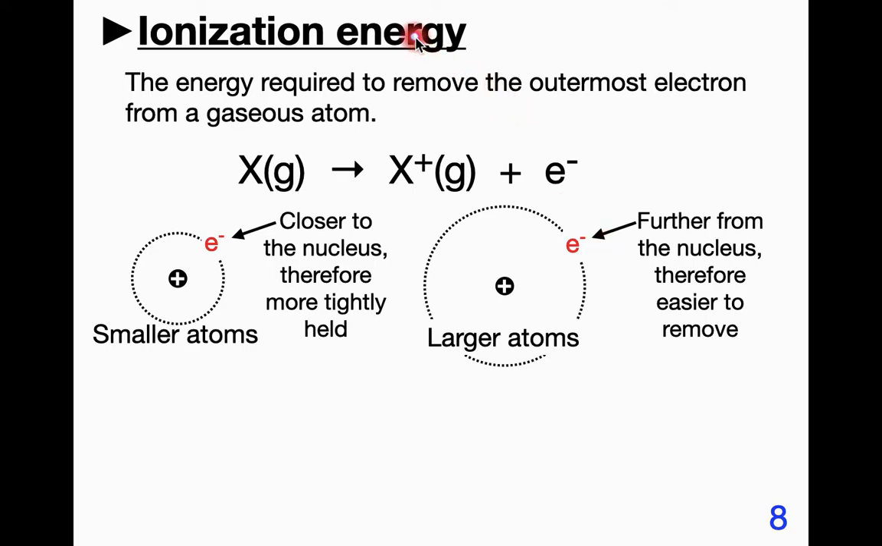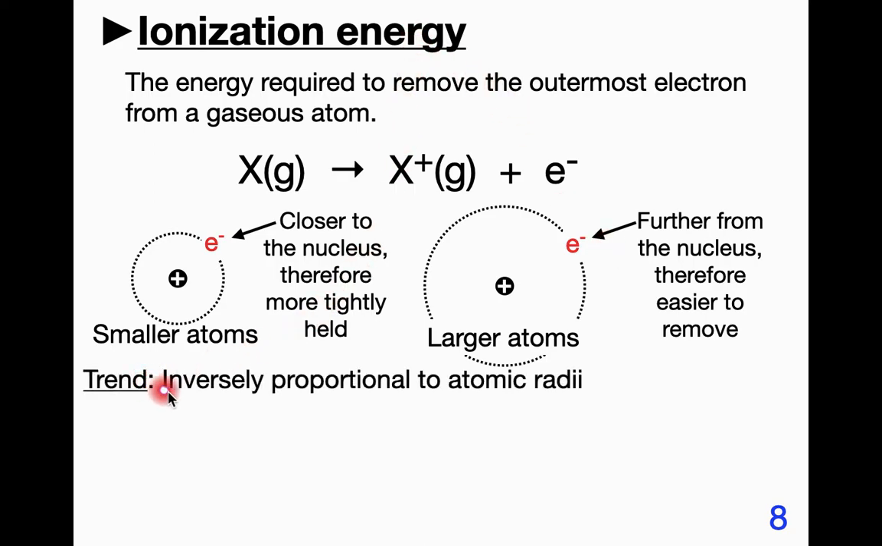So the trend for ionization energy is that it's inversely proportional to the atomic radii, meaning the larger the atom, the smaller the ionization energy, because the electrons are going to be more easily removed.